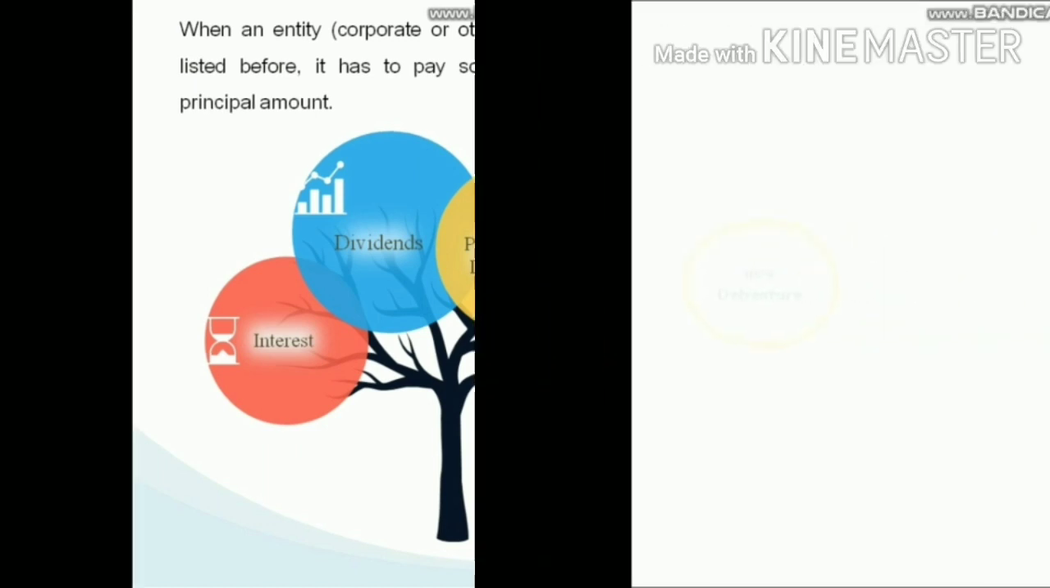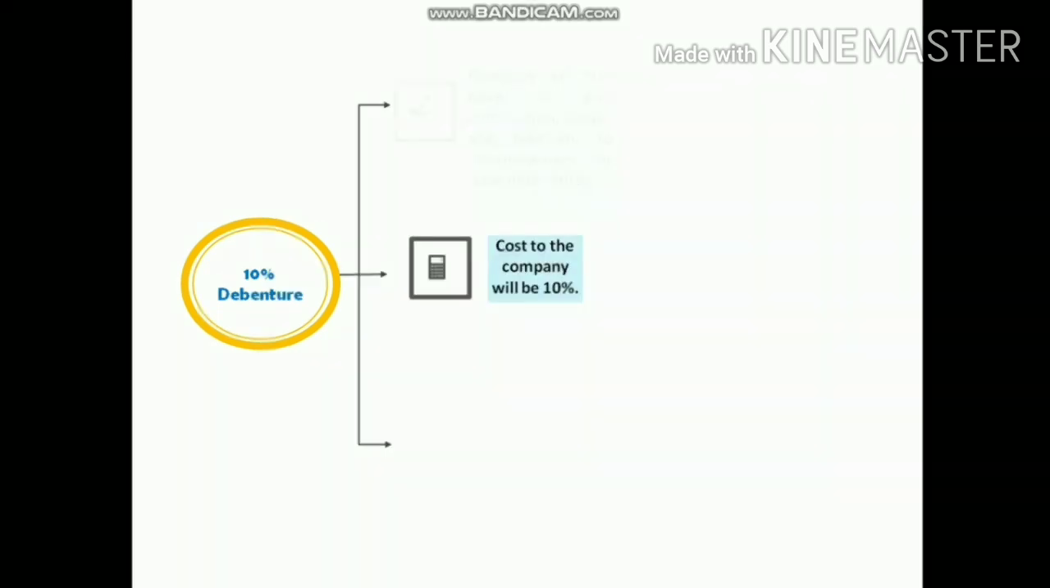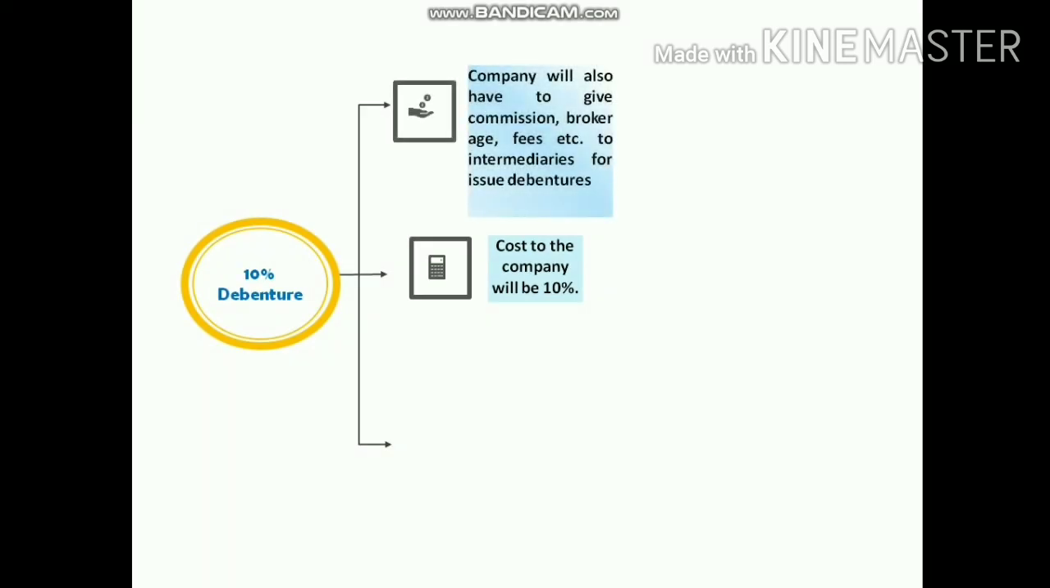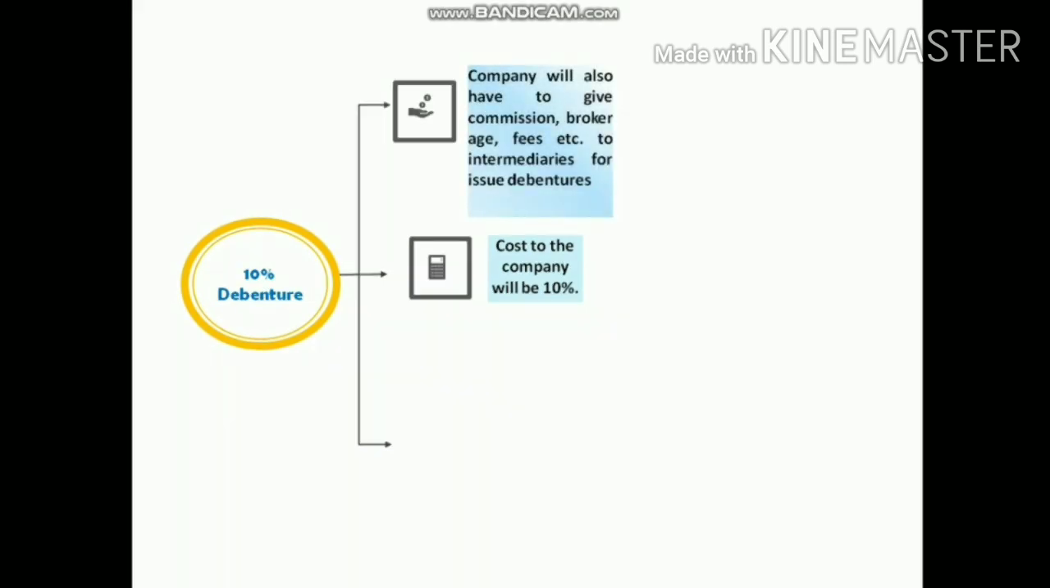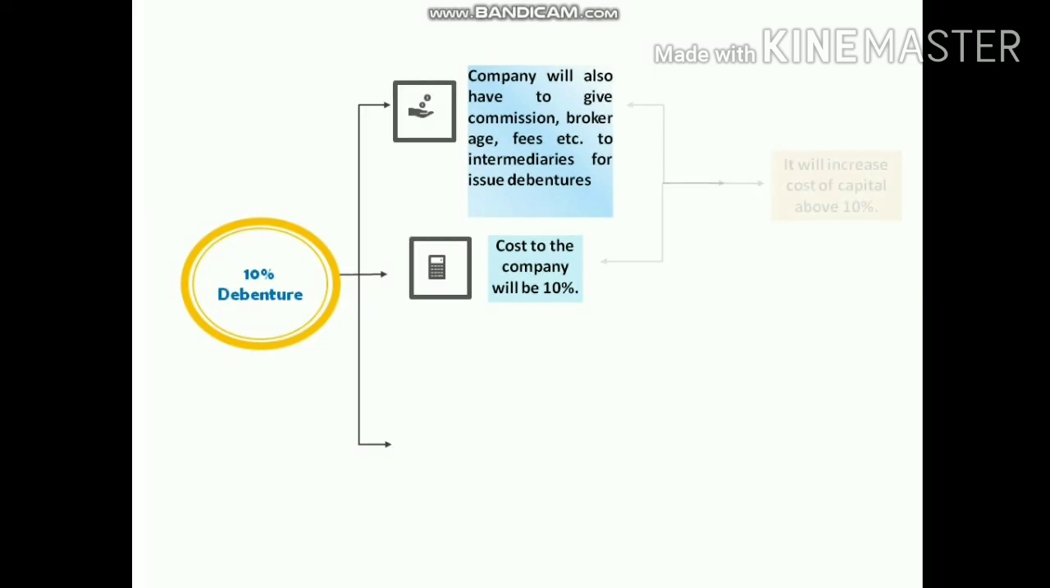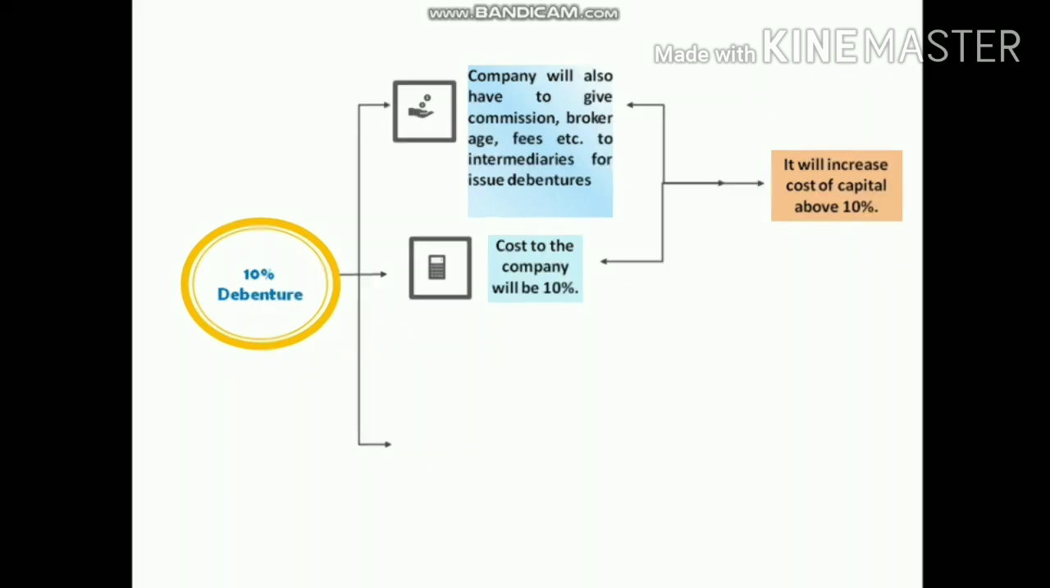We will try to understand with this example. A company issues 10% debentures to raise fund. In this situation, the cost of capital for the company is the interest, that is 10%. But the company will also have to give commission, brokerage, fees, etc. to intermediaries for issuing debentures. Now this will increase the cost of capital further above 10%.